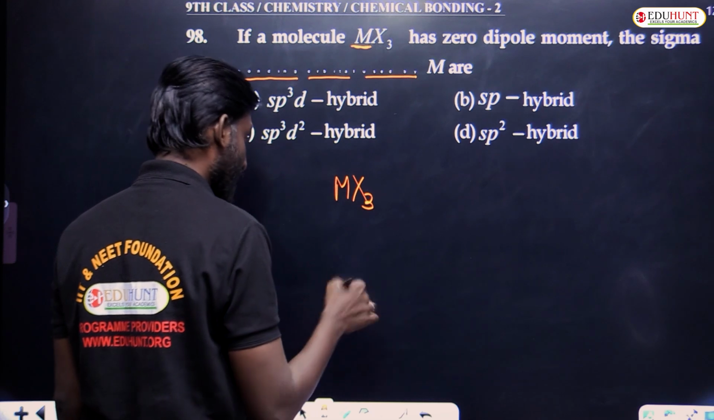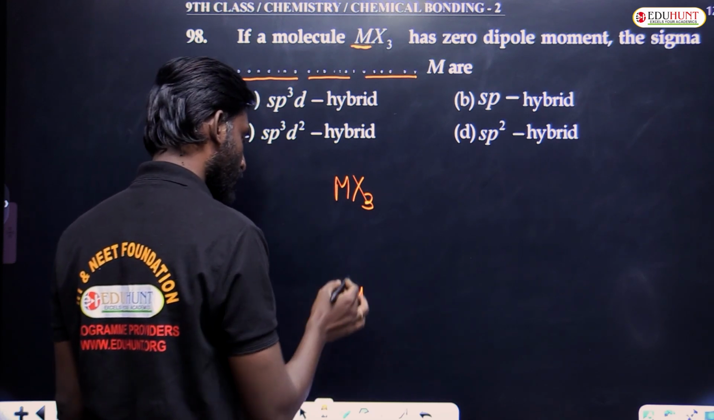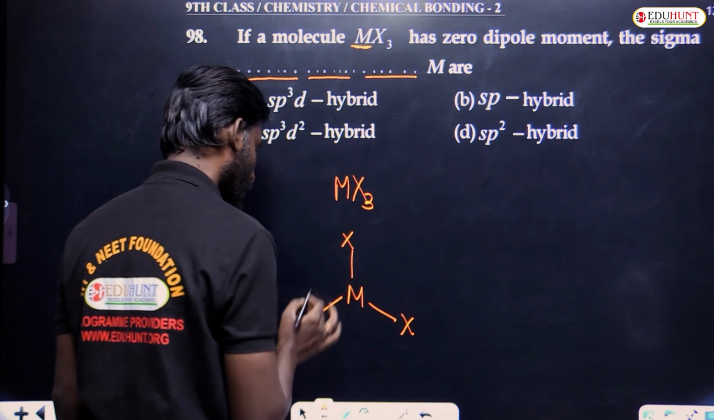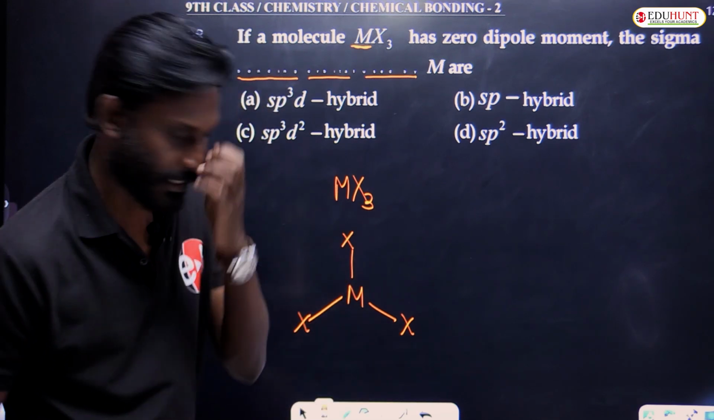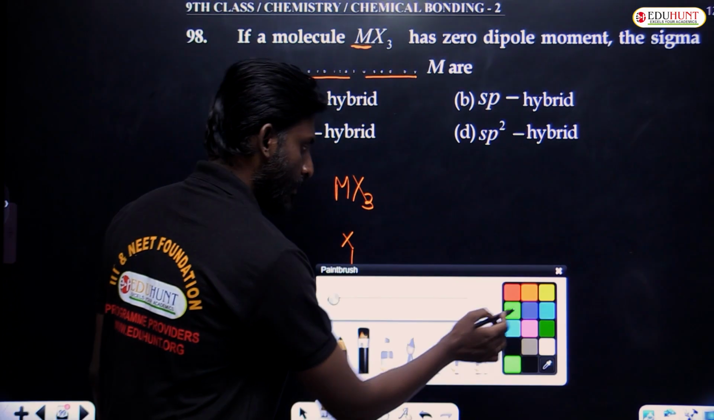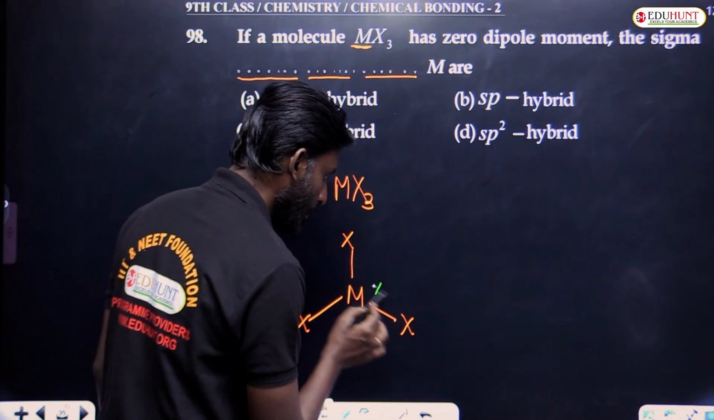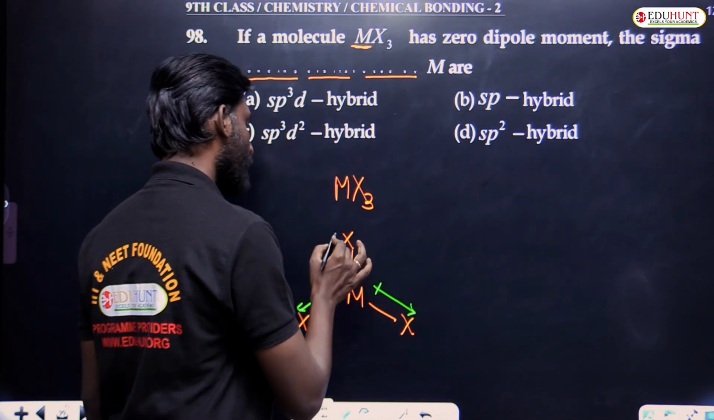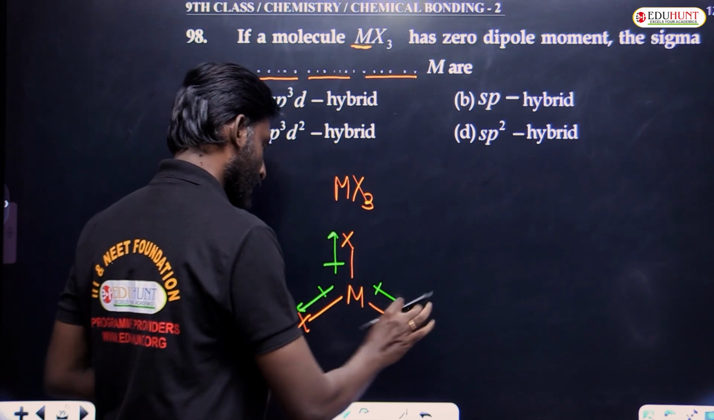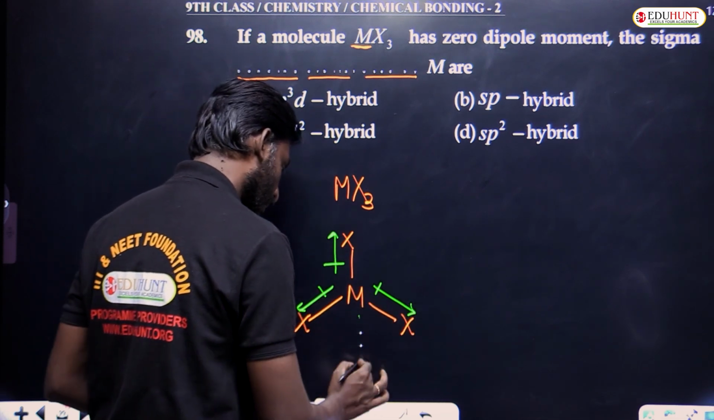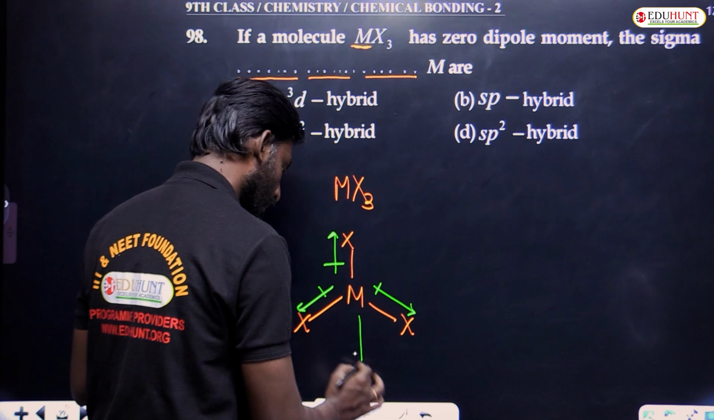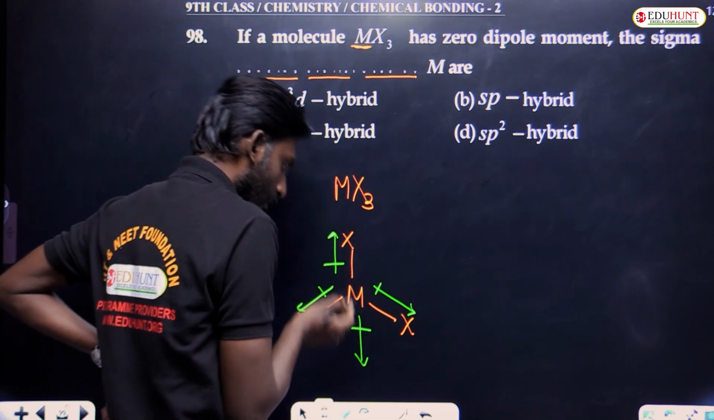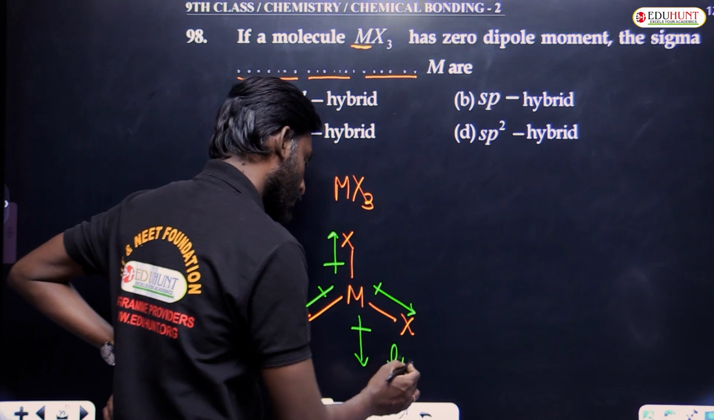So for the net dipole moment to be 0, it has to be trigonal planar. So consider X is more electronegative, then the net dipole moment will be like this. So this dipole moment, this dipole moment, this dipole moment, and the resultant dipole moment of these two will be equal to this one. So this dipole moment is cancelled by this one. So the net dipole moment is 0.